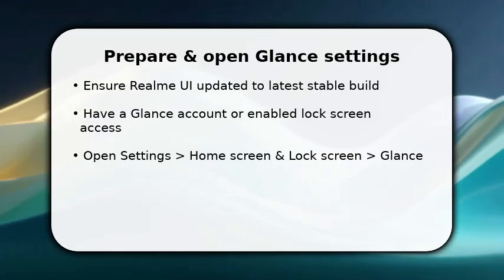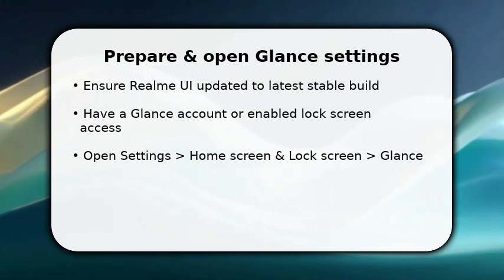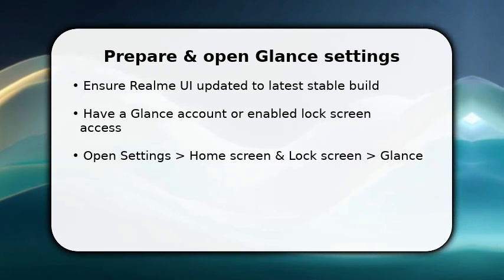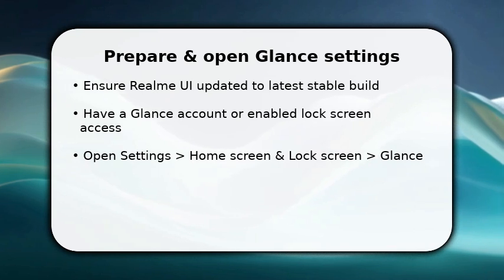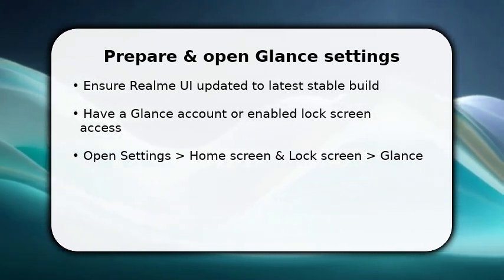You start by confirming the essentials. Update Realme UI and enable lock screen access so Glance can show images. Once done, open Settings, tap Home Screen and Lock Screen, then choose Glance. You do this because Glance integrates with system lock screen permissions. Without them, wallpapers won't apply.